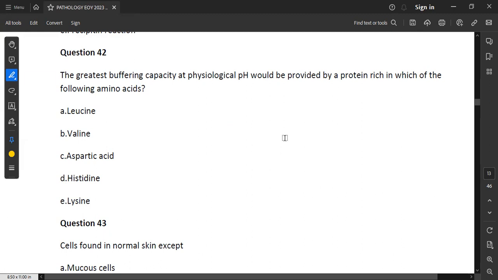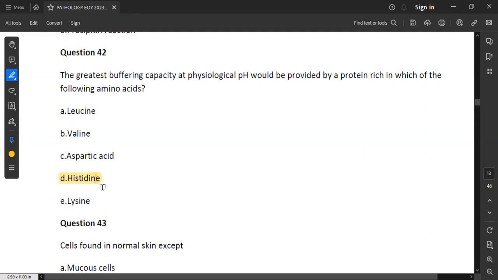Yes, it's D. The greatest buffering capacity at physiologic pH would be provided by a protein rich in which of the following amino acids? It's D. Histidine is the best buffer at physiologic pH. The side chain of histidine has a pKa of 6. The maximum buffer capacity occurs at a pH equal to the pKa. And this one is the only one whose pKa is almost around the one for the body. So it's D.